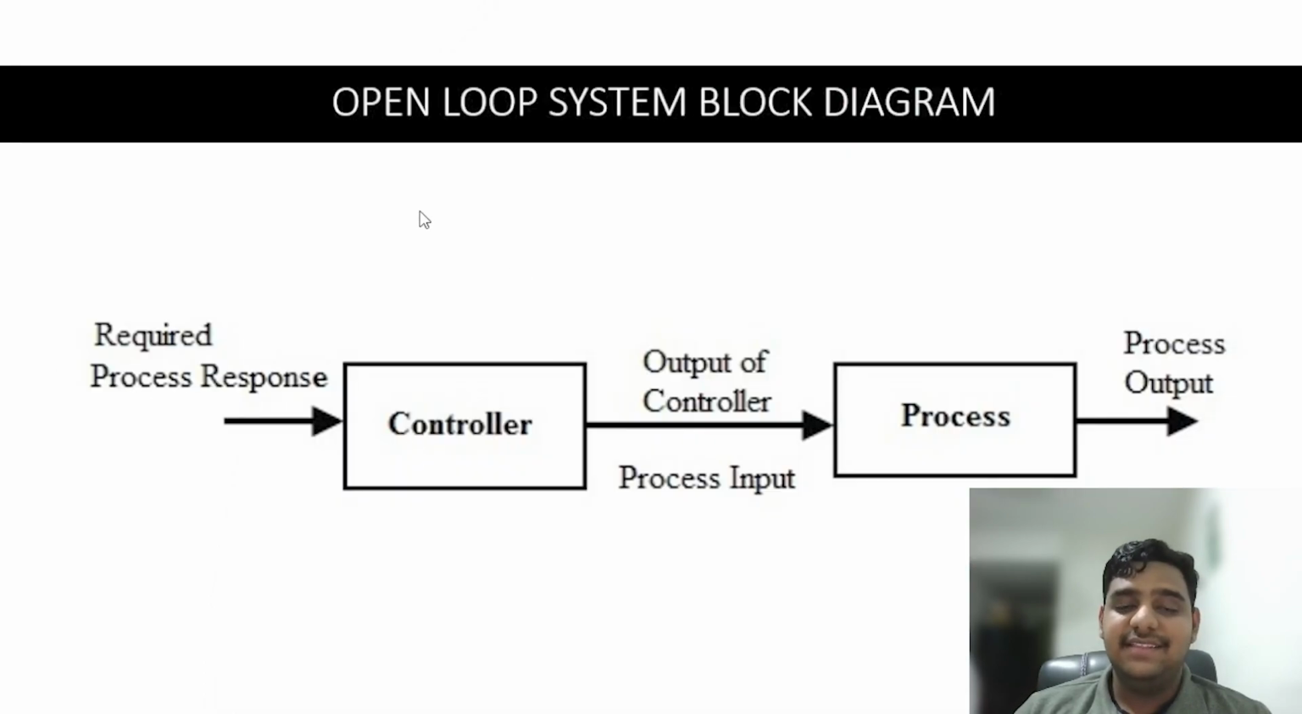So basically, this is the block diagram of a basic open loop system. It starts off with the process response, also known as the input, which goes into our controller, which is our control system. Once the controller determines the input given, it outputs it as a process, and after the process has taken place, it will give us our output. As you can see, it is an open loop system. This is the basic concept of an open loop system.